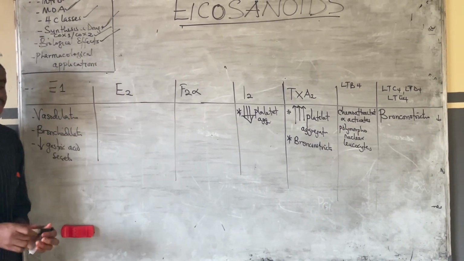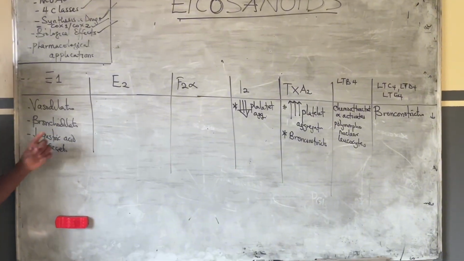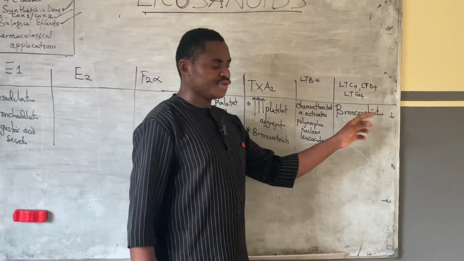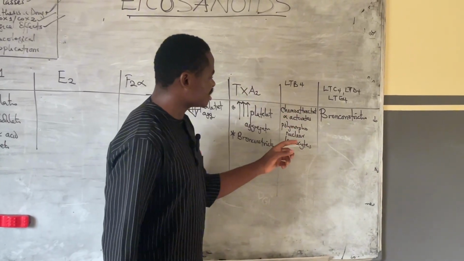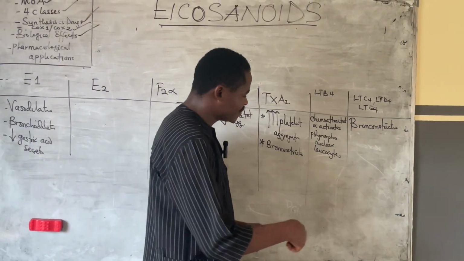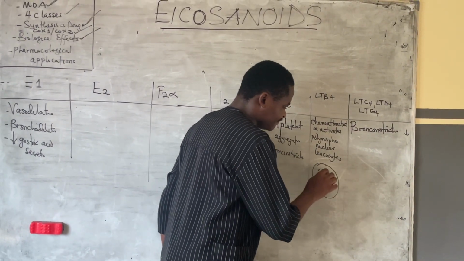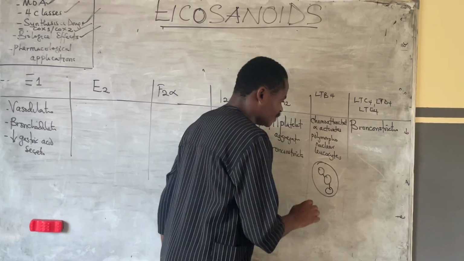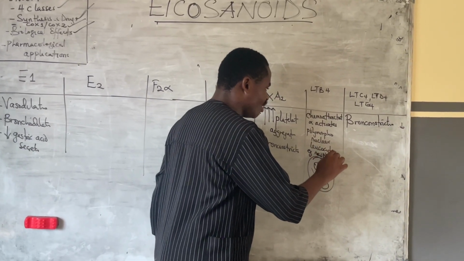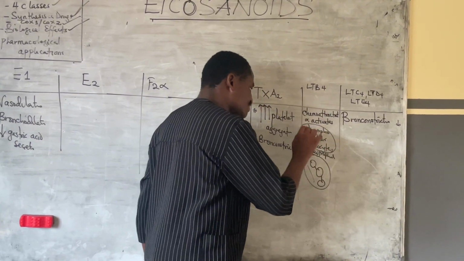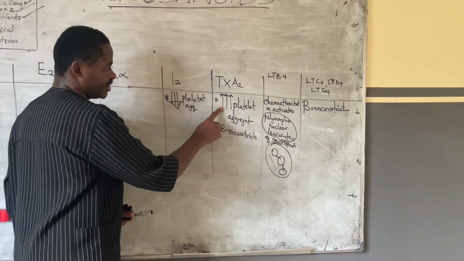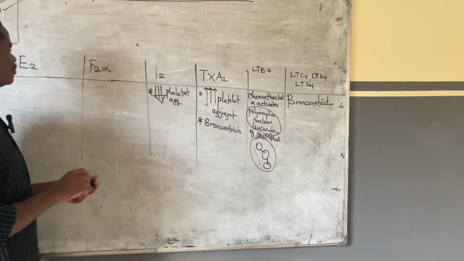So look at this again. We have said E1: vasodilation, bronchodilation, and a fall in gastric acid secretion. LTC4, D4, E4: bronchoconstriction. B4: chemoattraction and activation of polymorphonuclear leukocytes. By polymorphonuclear leukocytes, I mean those leukocytes that have more than one nucleus, and a good example is neutrophils. Thromboxane, like I said, will increase platelet aggregation and will cause bronchial constriction.